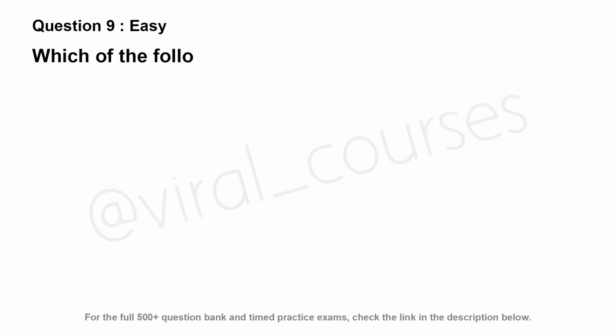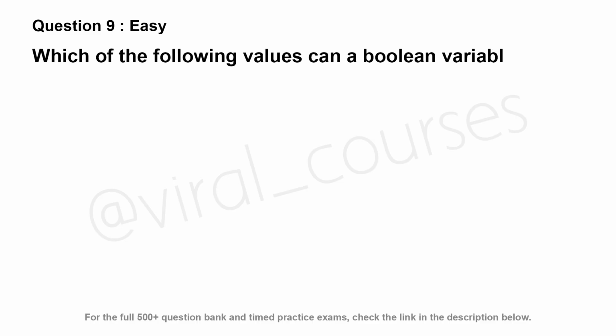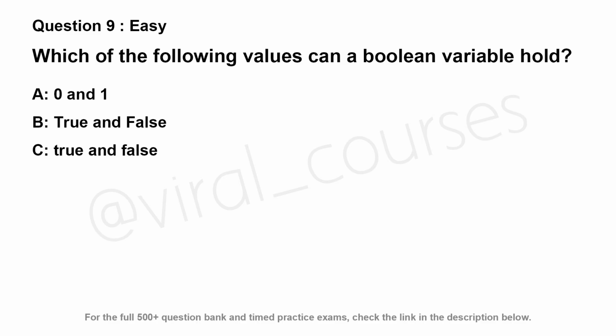Which of the following values can a boolean variable hold? Option A, 0 and 1. Option B, true and false. Option C, true and false. Option D, null.